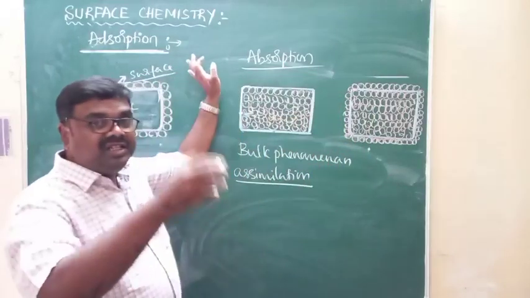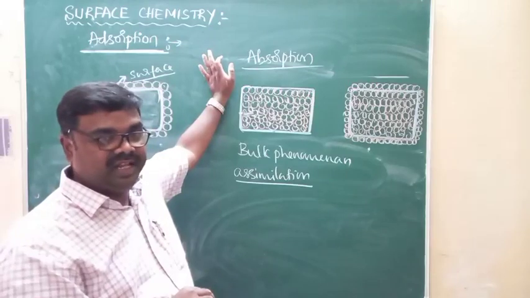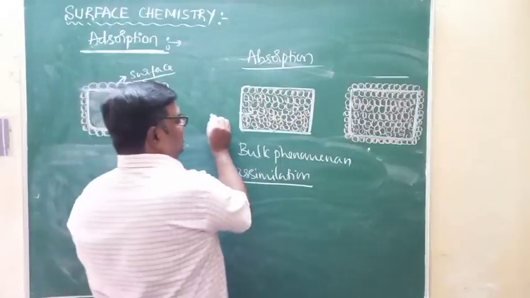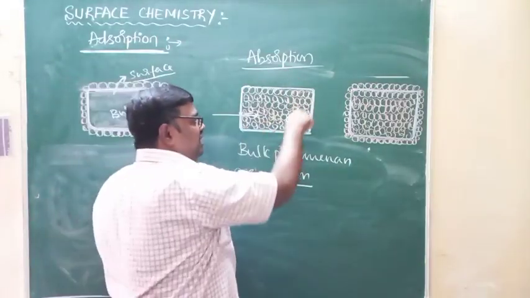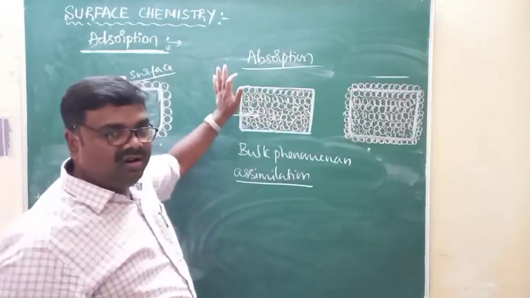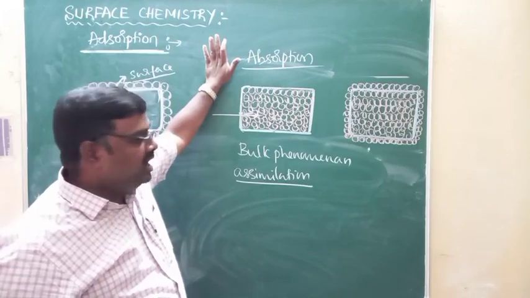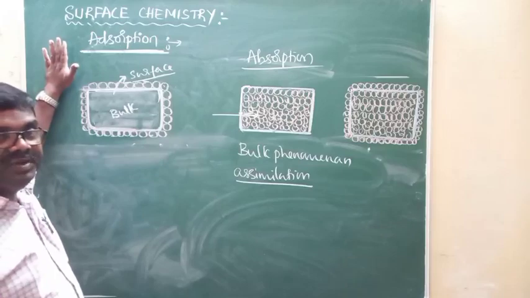So when a sponge is dipped in water, absorption of water by the sponge takes place. Absorption is due to the penetration of molecules of a substance uniformly throughout the bulk of the solid or liquid, and that is called absorption. So absorption is a bulk phenomenon, adsorption is a surface phenomenon.